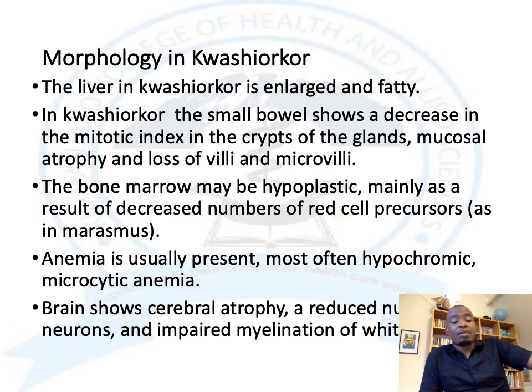Bone marrow may be hypoplastic, mainly as a result of a decreasing number of red cell precursors as in marasmus, and this may cause anemia. That's why it's associated with anemia. Anemia is usually present, most often hypochromic microcytic anemia because of lack of nutrients. If you're not getting other nutrients, you're more likely not getting even the iron. The brain shows cerebral atrophy, reduced neurons, and impaired myelination, which is a very important component for nerve conduction.